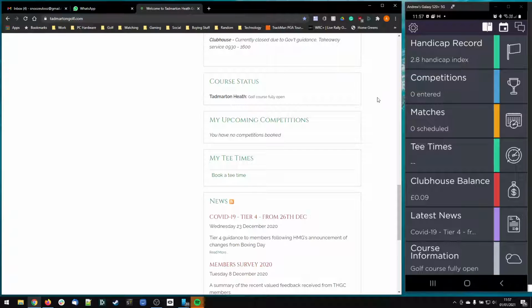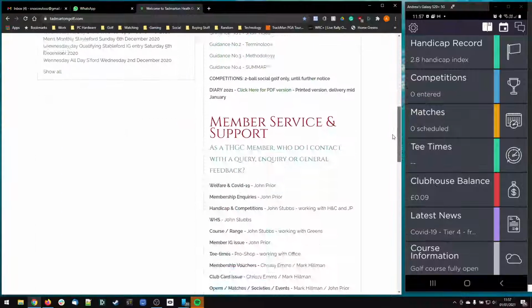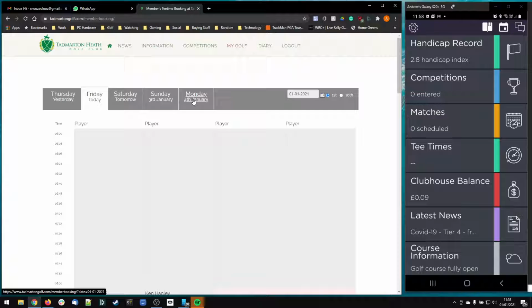So here's my app and here's my login on the website. I'm bound by the exact same rules as everyone else, in that I'm allowed to have 2 future bookings on the system. We can see here for my tee times, I don't have any bookings, and my tee times are empty here on the app. So I'm going to place a booking on the website and I'm going to put one on for Monday.